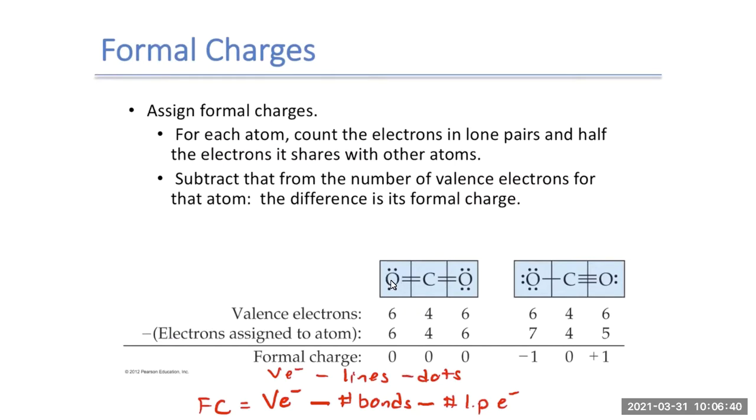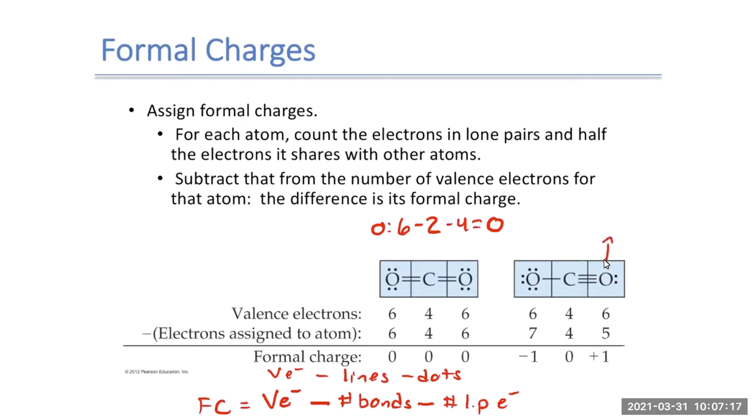So our oxygen here, since it's in column 6, has 6 valence electrons. I have 2 lines, 1, 2, so 2 bonds. And then my number of lone pair electrons, 1, 2, 3, 4. 4 dots, 4 lone pair electrons. So 6 minus 2 minus 4 equals 0. Yay.